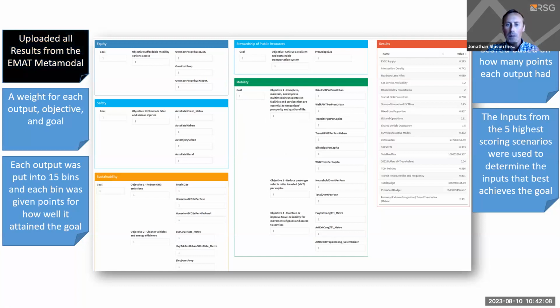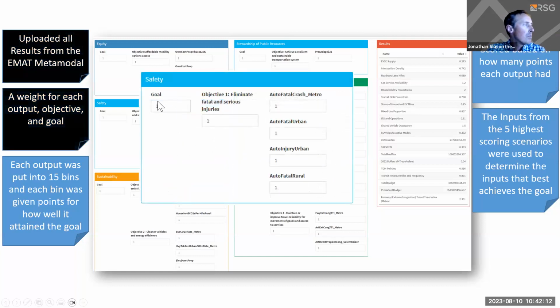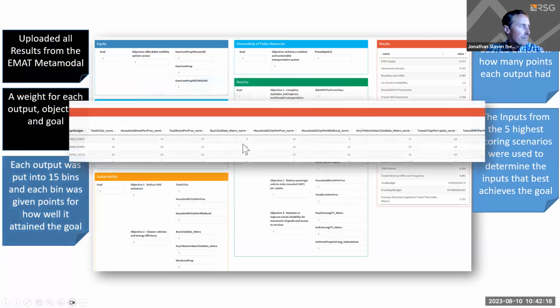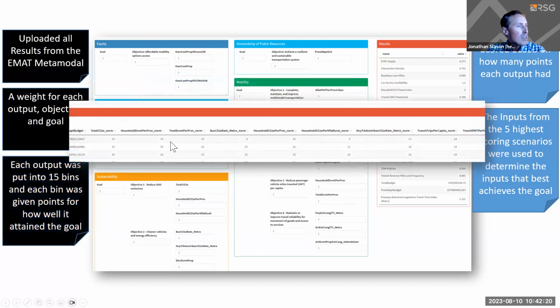We uploaded the meta model CSV to the Shiny app. We then went through and put a weight, and in this case, just simple ones for these particular goals, objectives, and measures. Then what happened was that we normalized, or we put into a 15 percentile bin, how every scenario did. If you performed the best, you were given a 15. If you performed the worst, you were given a 1.